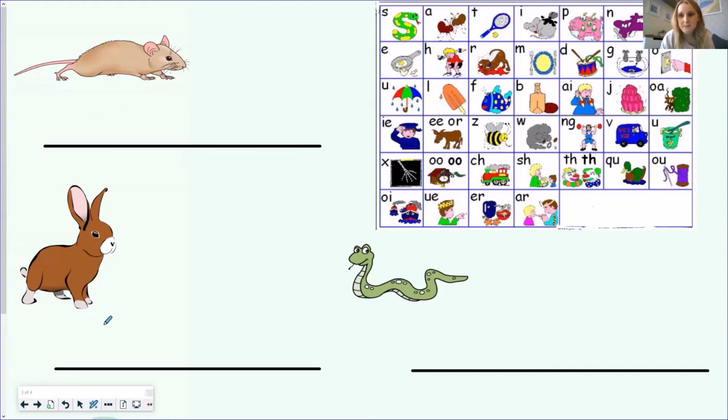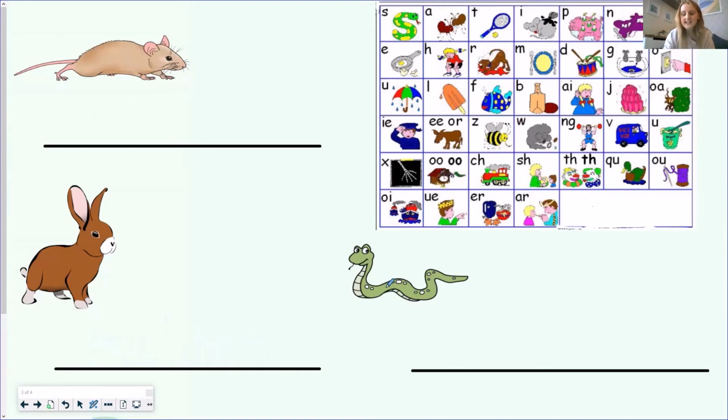Keep watching because my magic pen will disappear in a moment so that you can have a turn. Here we go. A, b, b. It's starting to disappear. I, t, rabbit. It's starting to disappear. Now it's your turn to have a go. Pause the video so that you can write out rabbit.